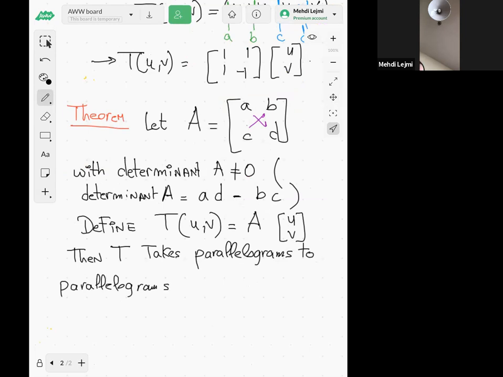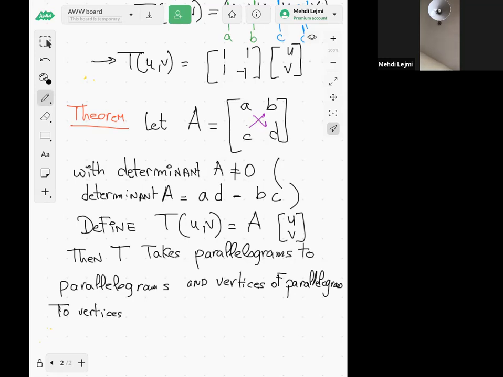and vertices of parallelograms to vertices of parallelograms. So this is not always true, guys. It depends on the transformation T. We'll see next time more examples where this is not true. For example, I will show some transformations which take a parallelogram or a rectangle to, I don't know, a circle or a disc, etc. So that's not always true for transformations.